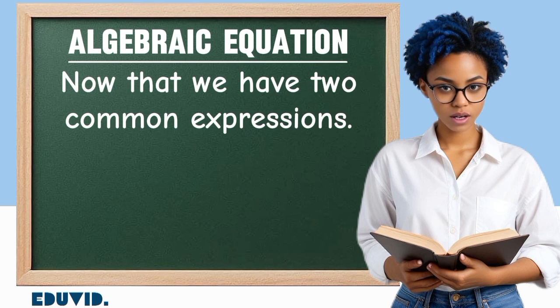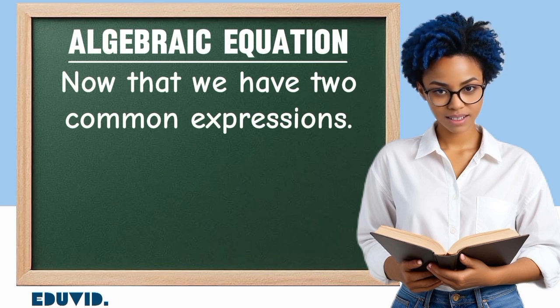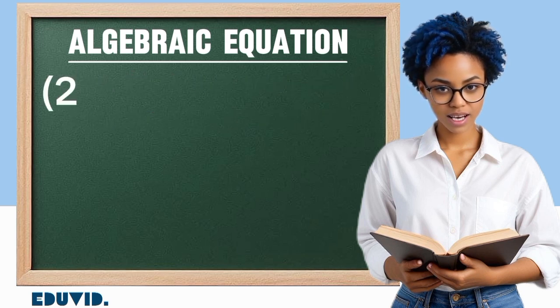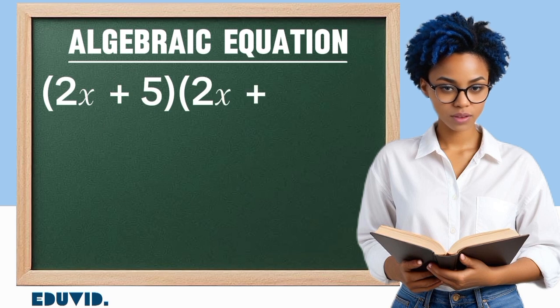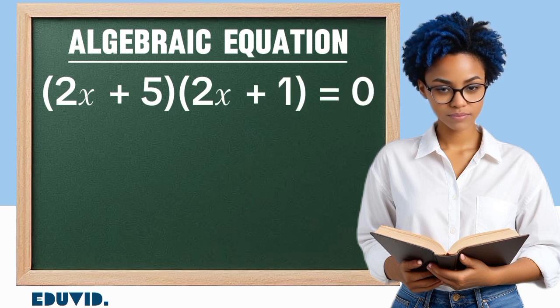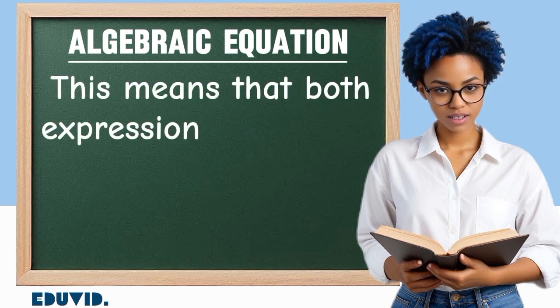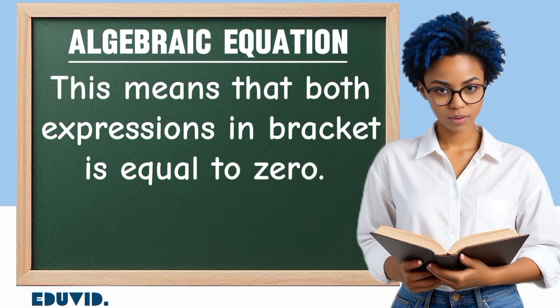Now that we have two common expressions, the equation will then be written as 2x plus 5 and 2x plus 1 is equal to 0. This means that both expressions in brackets are equal to 0.